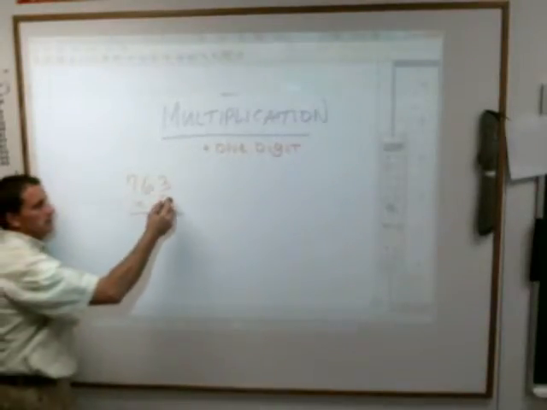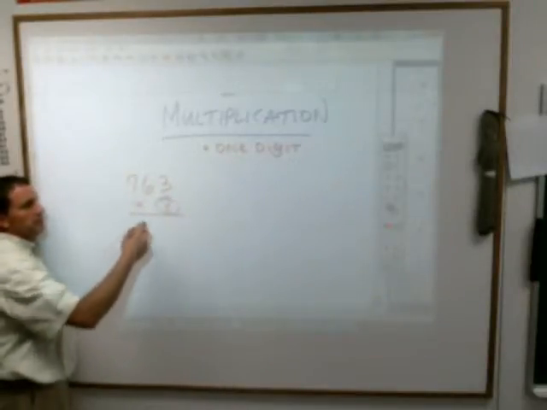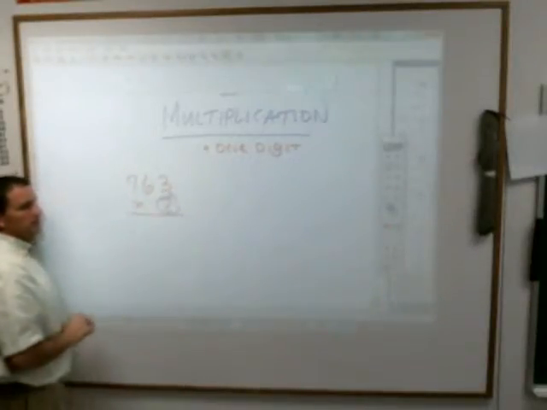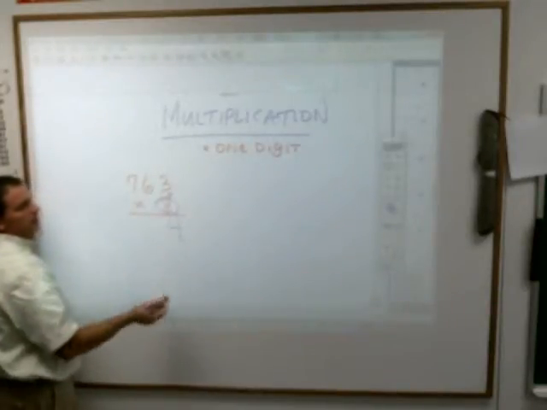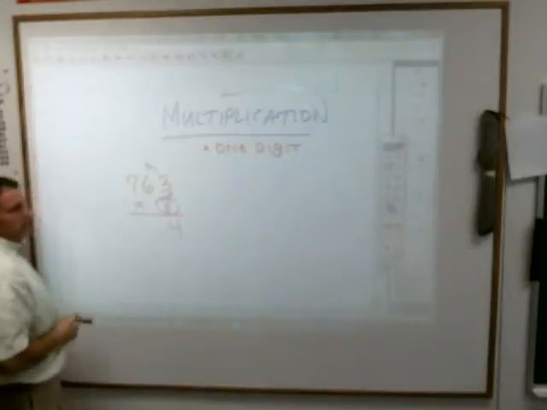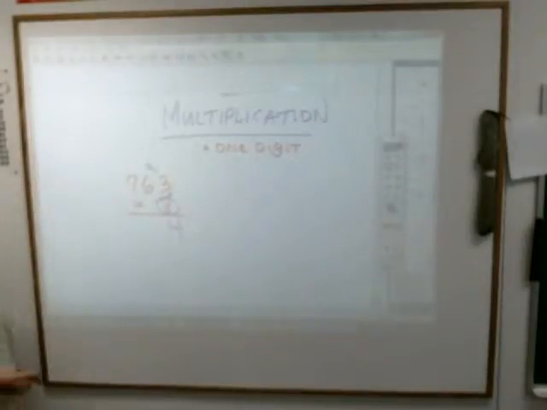Okay, yeah, you start with the number you're multiplying. You start with the units digit that you multiply. 8 times 3 is 24. You carry whatever is units more above the tens there.